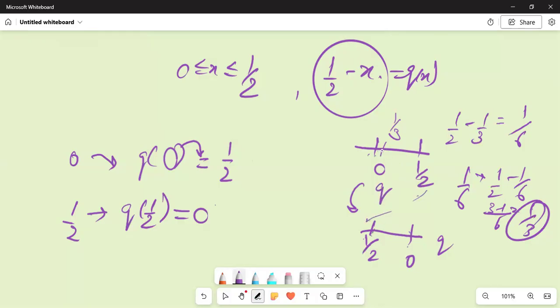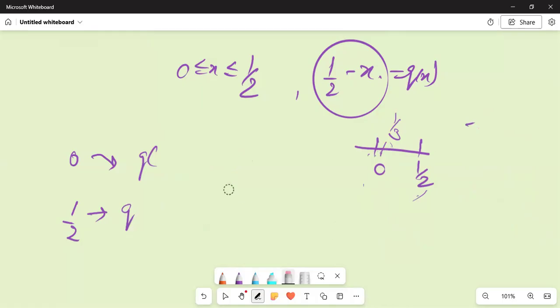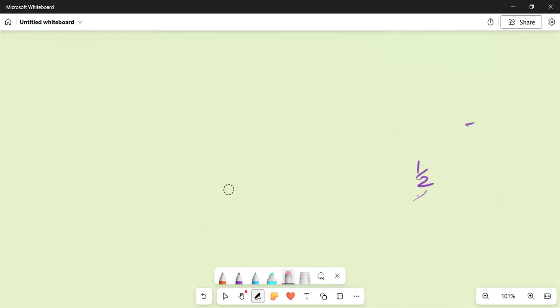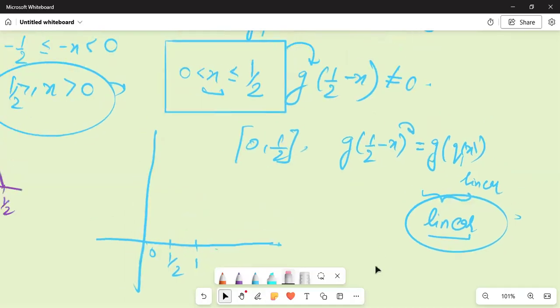Similarly, these points get swapped with something else. So you don't even need to look at that. You can easily plot the graph of g(1/2 - x) using very limited information also.